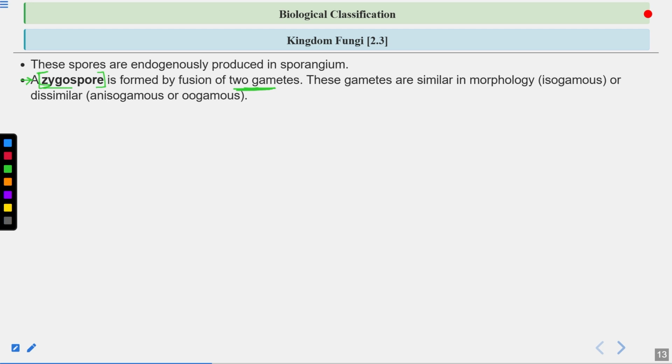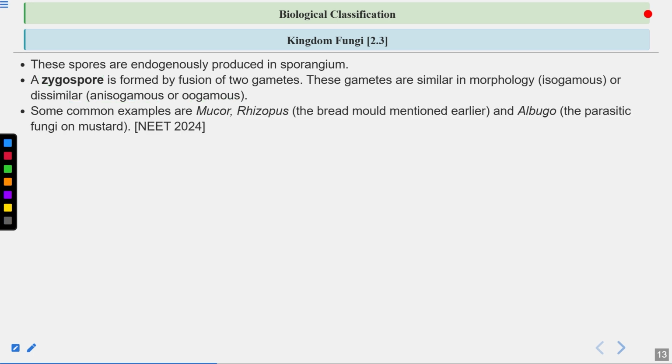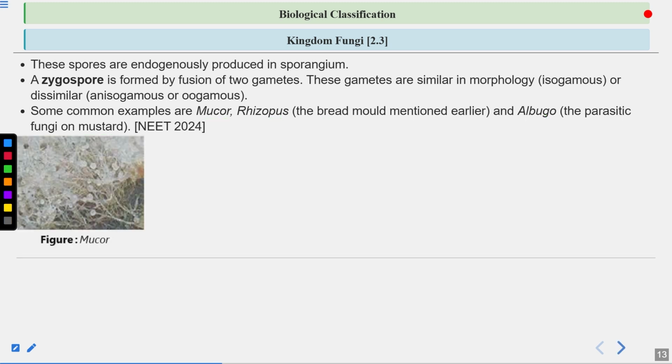When the gametes are similar in morphology, similar in size and shape, they are known as isogamous. When they are dissimilar in size and shape, they are known as anisogamous or oogamous. Examples you should remember: Mucor, Rhizopus. Rhizopus is also known as bread mold. Albugo, which is a parasitic fungus on mustard. Albugo candida is the full name. Again, a question has come from here. This is an image showing you the Mucor.